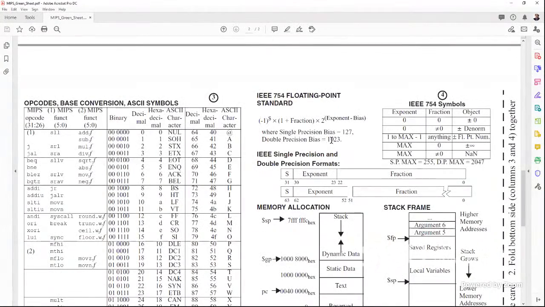Here, double precision bias is 1023, and we have 52 bits of fraction, and the exponent would be like double, right? Is it 10-bit? Yeah. 10, 11, 52. No, it is 11-bit, right? 52, 53, 54. Yeah, it's 11-bit.